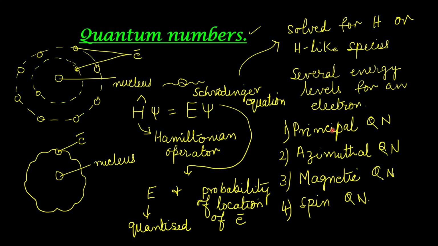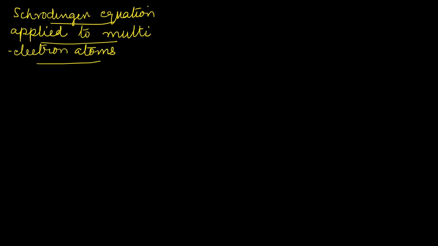For the hydrogen atom, the energy levels depend upon only the principal quantum number. This could also explain two important phenomena, namely the Zeeman effect and Stark effect of the hydrogen spectrum, which the Bohr atomic model could not explain. Now let us see what happened when the Schrödinger equation was applied to multi-electron atoms.